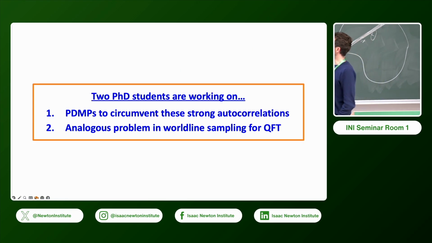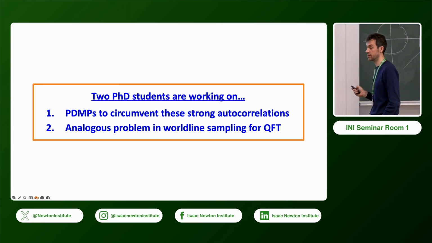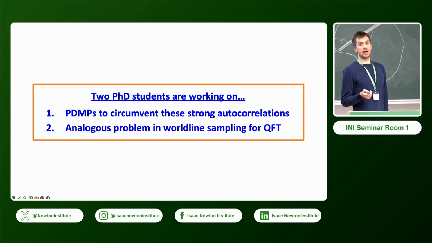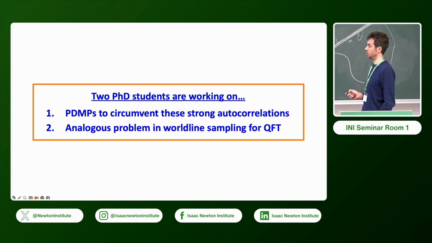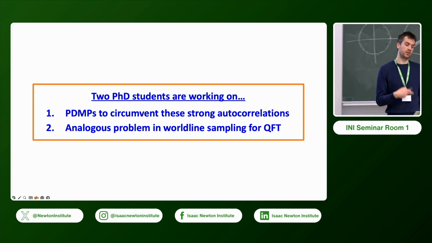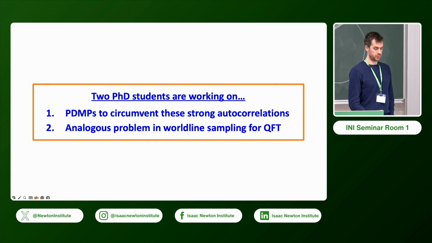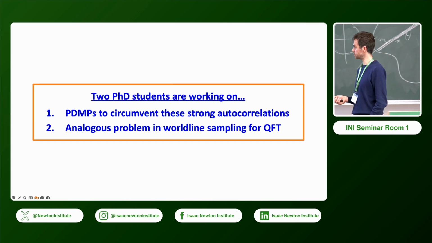Okay, so I've got two PhD students working on PDMPs. One is working on PDMPs to circumvent these strong autocorrelations leading to those noisy statistics in this XY model, and another is working on an analogous problem in what's called world-line sampling in computational quantum field theory, where you also observe these problems of strong autocorrelations due to something analogous to a phase transition.